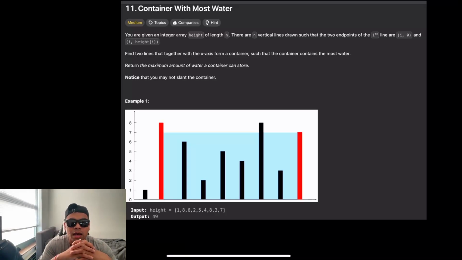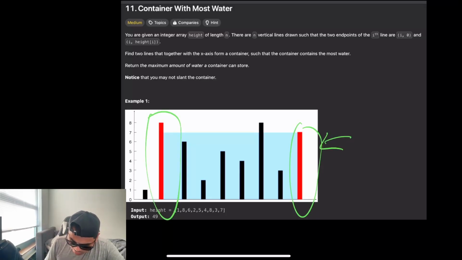How do we calculate the amount of water, which is the volume? It will be calculated by taking the minimum of the two lines that we are choosing, and then multiplying it with the distance between those two lines. Let's say in this example they have chosen this line and this line. What is the minimum of these lines? It is this one, which is 7, and 7 is multiplied by this distance.